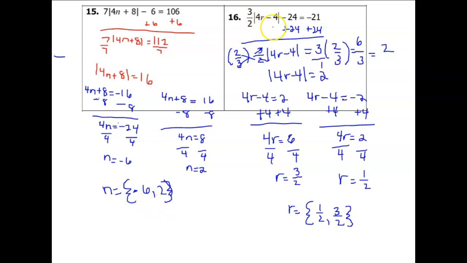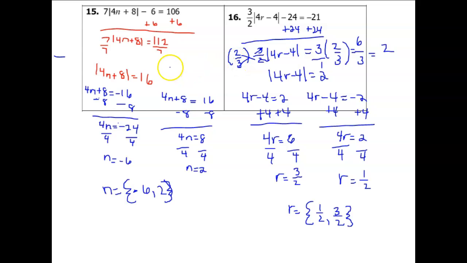Now look at the one with fractions. I have to do the same thing. I have to isolate the absolute value. So I had to add 24 to both sides. When I add 24 to both sides, I end up with 3 over 2 times the absolute value of 4r minus 4 equals 3, because negative 21 plus 24 is equal to 3. So that's the first step.